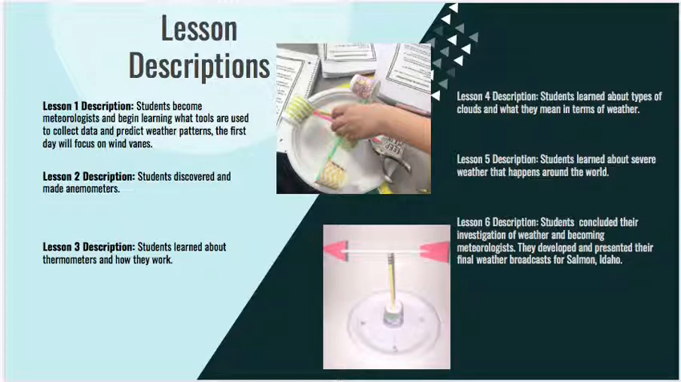And then for our final lesson, the students concluded their investigation of weather and becoming meteorologists, and they did so by presenting a final weather broadcast for Salmon, Idaho. So I had the students do a 10-day broadcast with their meteorologist groups. So they were in charge of finding the weather for 10 days and then using that to predict the next 2 days. So overall they did 12 days, and they were able to make predictions. They had to have visuals, and they had to develop a script as well to come up with their news broadcast. And it was broadcast just like you would see it on TV.